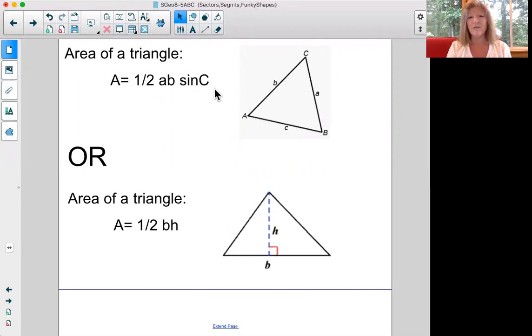This is another formula that will get you the area of a triangle. You can take half the side length times the side length times the sine of the included angle. I'll say that again. 1/2 A times B times the sine of angle C. 1/2 side length times side length times the sine of the included angle between the two sides you just used.